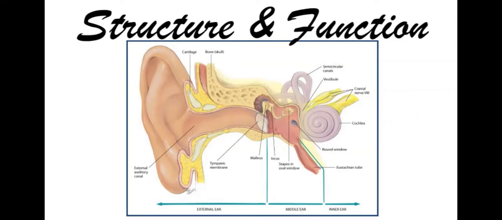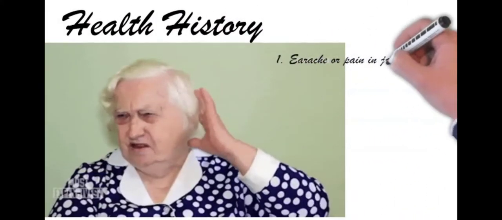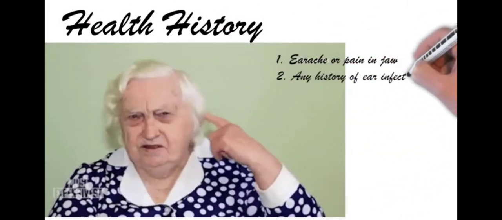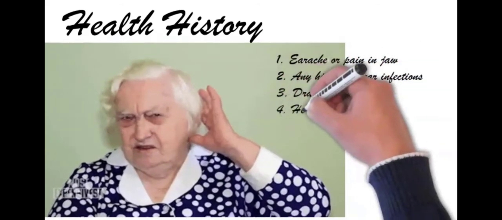eardrum as we commonly know it, we still do want to ask them subjective questions about things like earache or pain, any excessive cerumen buildup or wax buildup as they may know it. Any recent infections. If they're an adult, did they have childhood infections? These could often cause us to see scarring within the tympanic membrane. Any sort of trouble hearing.